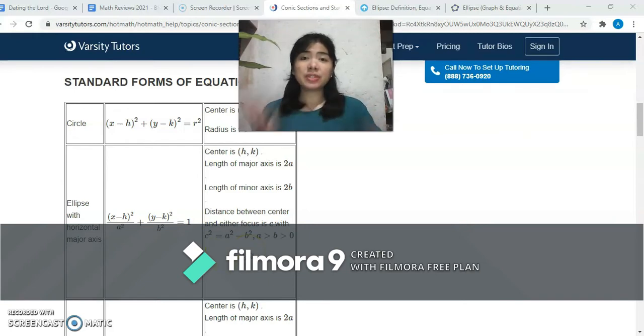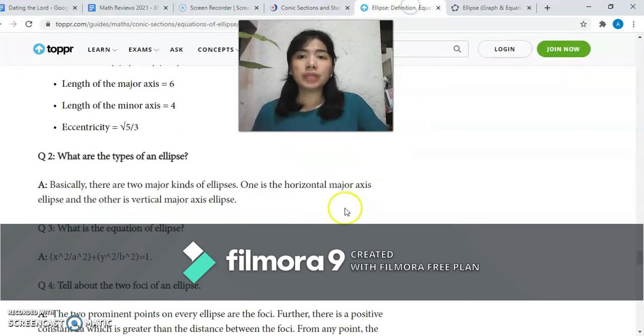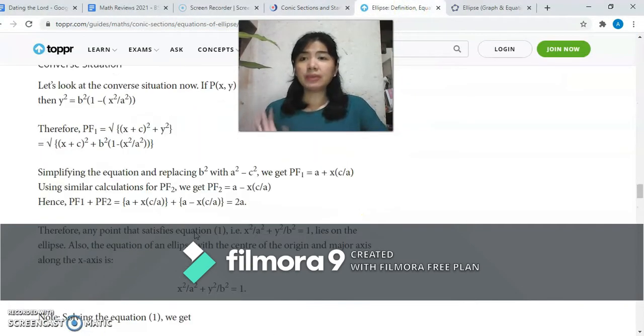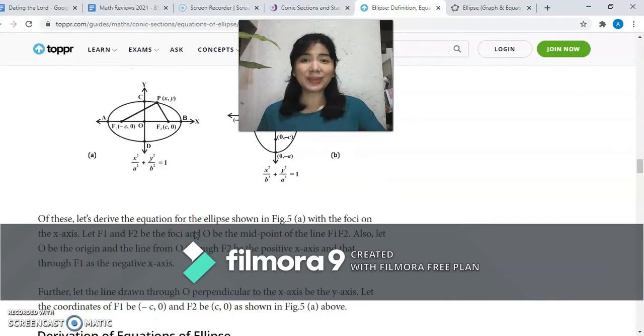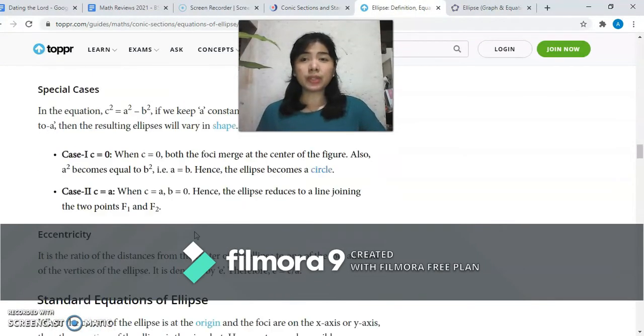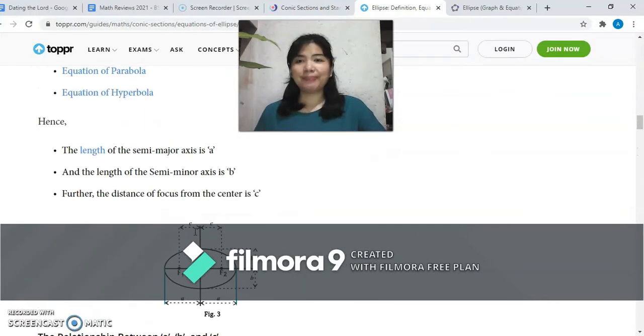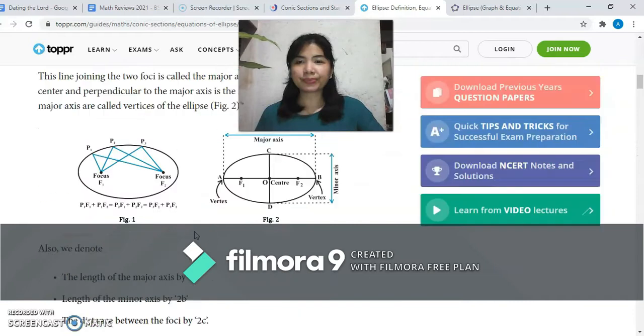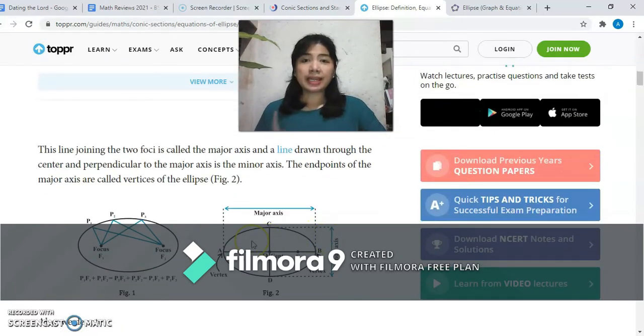So let's have some visual. I'll bring you to another beautiful online resource from topper.com. We'll have a technical walkthrough using this document. So here it is. The major axis will be the whole length of the ellipse, and then the minor axis would tell us about the width of the ellipse.